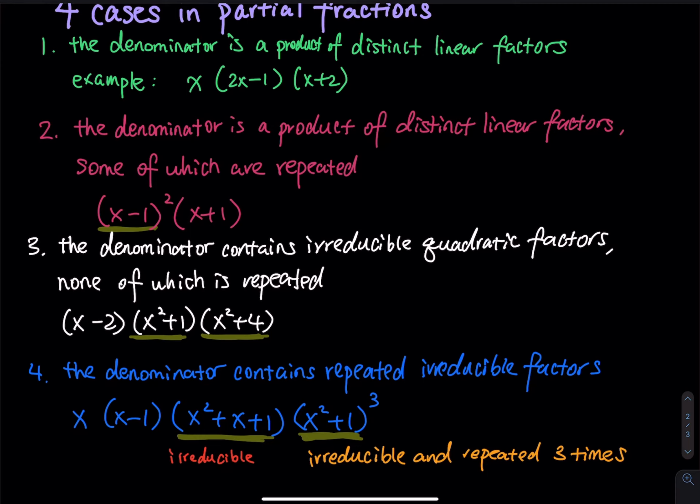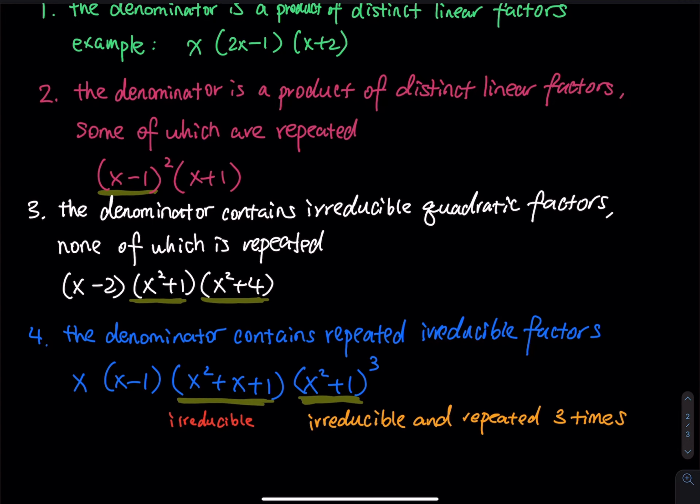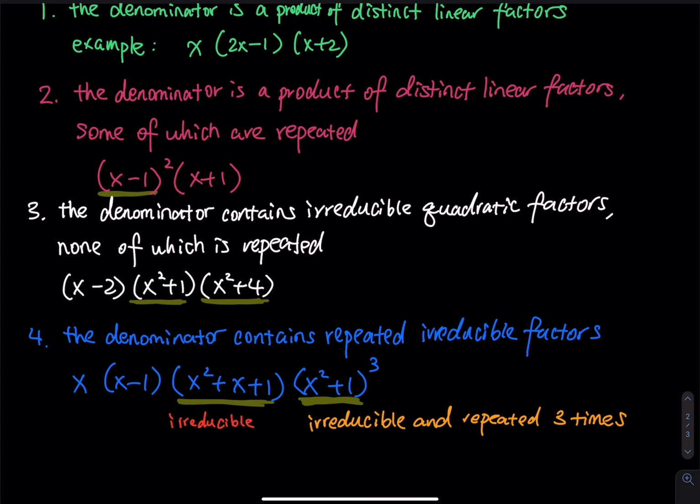As you can see, none of the factors is raised to some power, right? But the x squared minus 1 and the x squared plus 4 cannot be factored. So we call them irreducible because the second power cannot be reduced. There is no way to factor these two quadratic factors. So this one requires you to set up a harder system. And then the last case is the hardest. The denominator contains repeated irreducible factors.